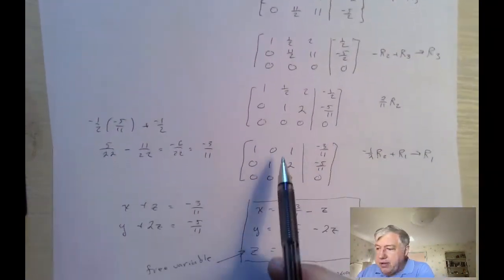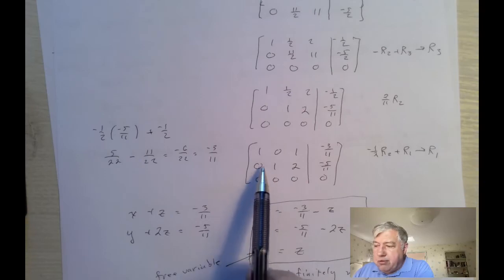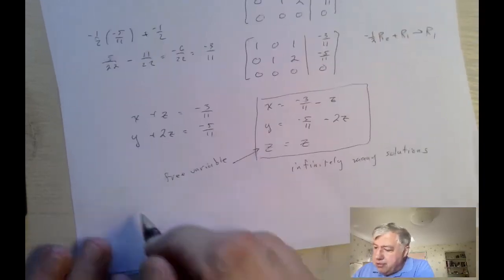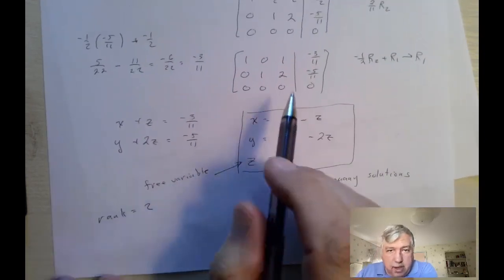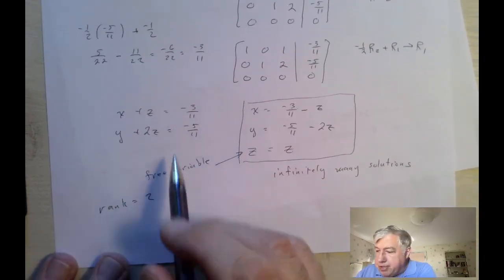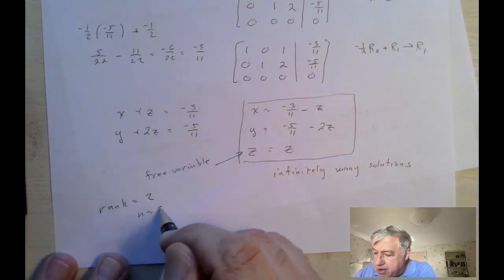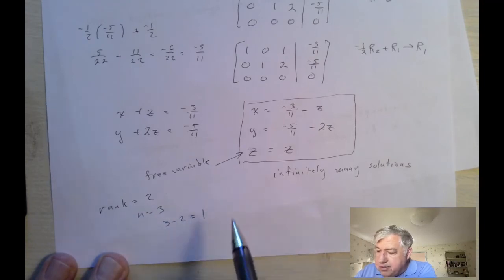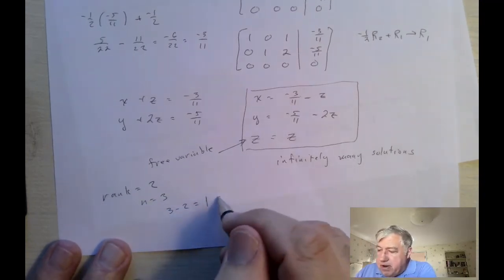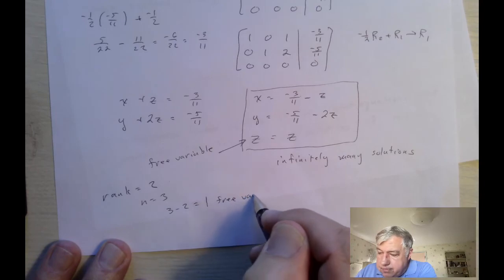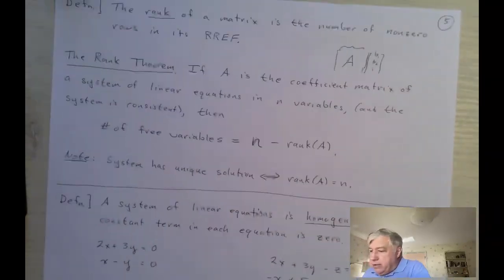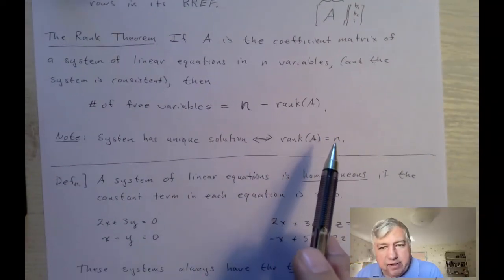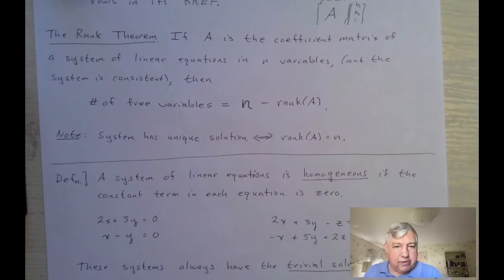In our second example, we had exactly 2 non-zero rows. So in this case, the rank was 2, and n was still equal to 3. 3 minus 2 was 1, so we had 1 free variable, which was z. Okay, so that's the rank. We'll have some more things to talk about the rank later.